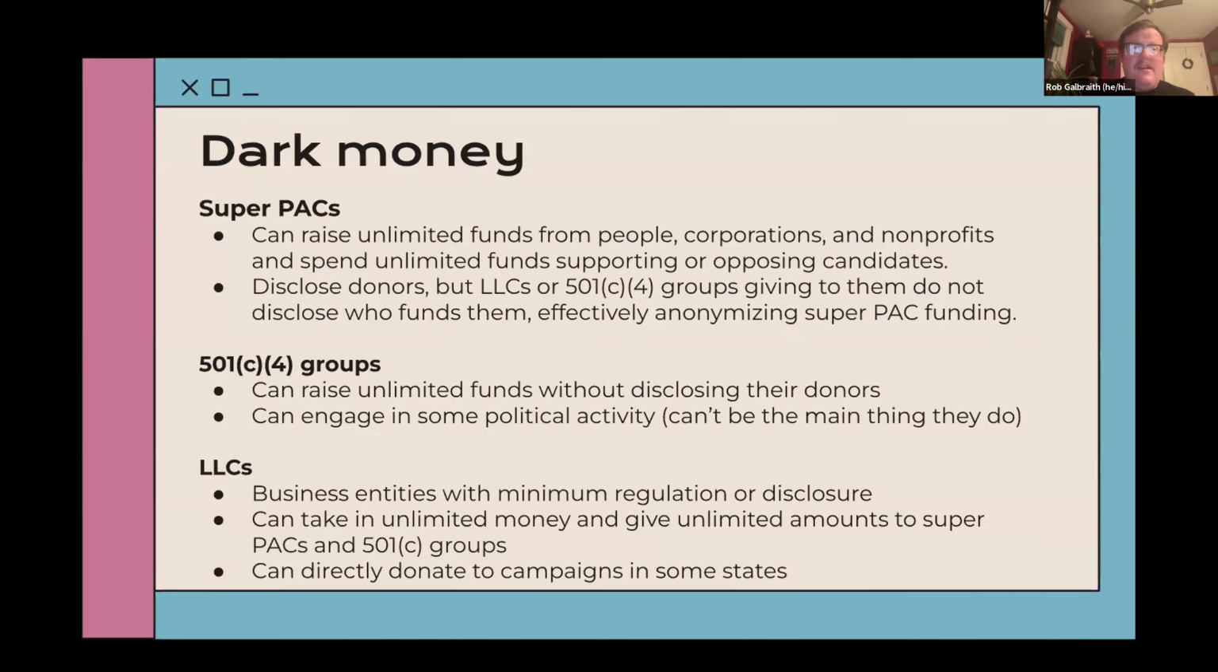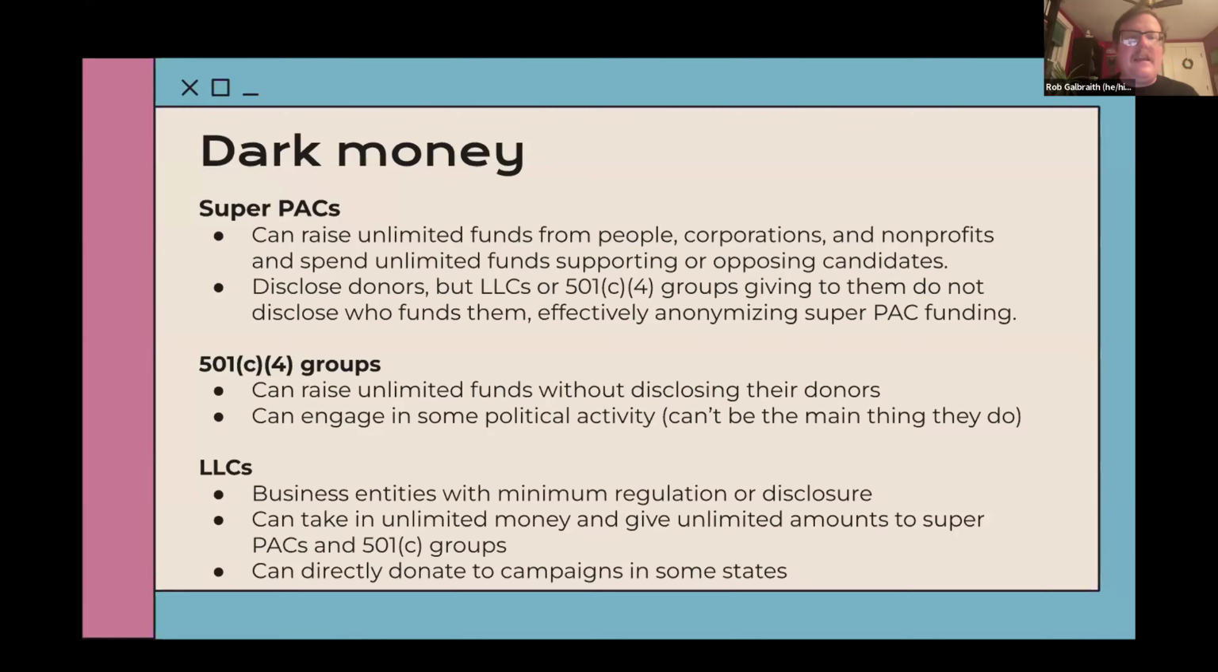The last dark money source I want to talk about is LLCs. This is another one that Molly talked about at the top of the hour. These are business entities, and this is the least regulated, most anonymous type of business that you can make. You can go online, spend $200, and create an LLC with whatever totally bland, innocuous, anonymous-sounding name you want, in about a day.